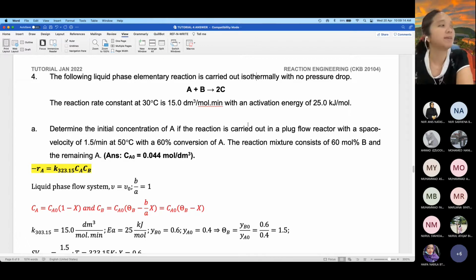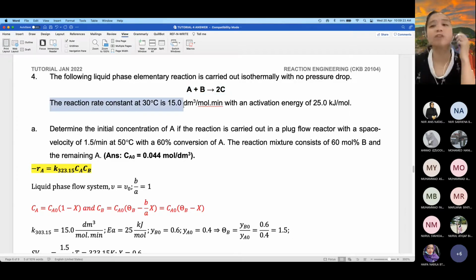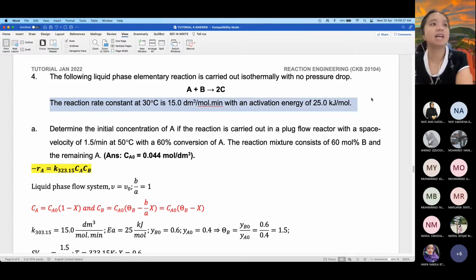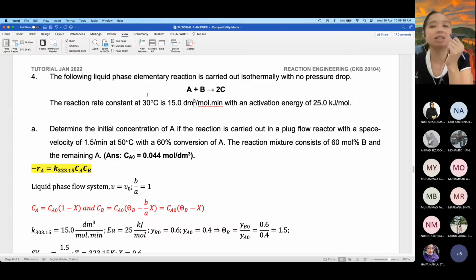Okay, then the reaction is to produce 2C. Okay, so the reaction rate constant at 30 Celsius is 15 dm³ per mole minute with activation energy 25 kilojoule per mole. Okay, so soalan ni diberi kita value of K, tapi K ni pada 30 Celsius. Okay, so K at 30 Celsius is 15, EA 25. Okay, done. So let's go to the question.